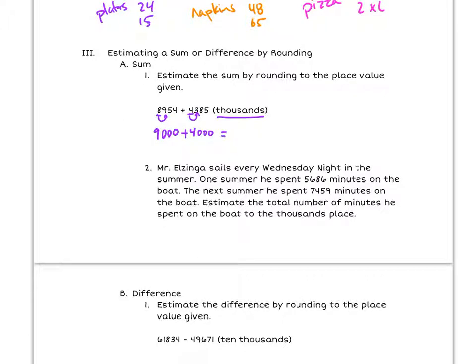Now, do you think you can do this one in your head? 9,000 plus 4,000. 13. 13, and then add your zeros on. 13,000.